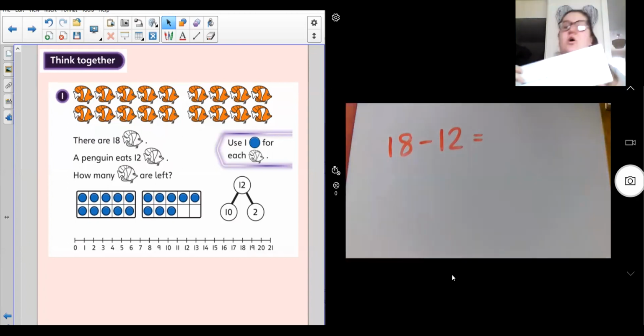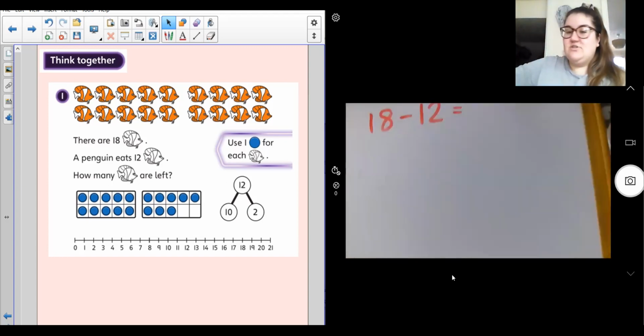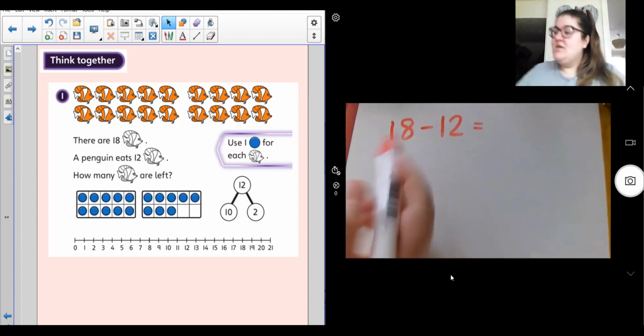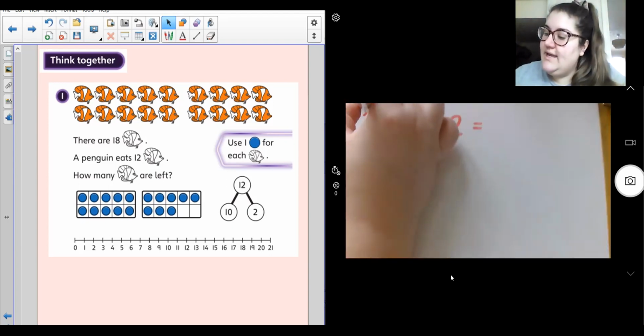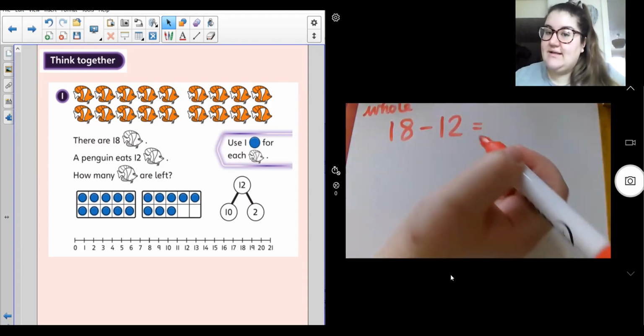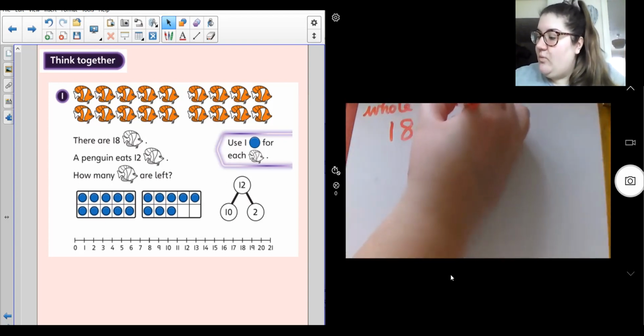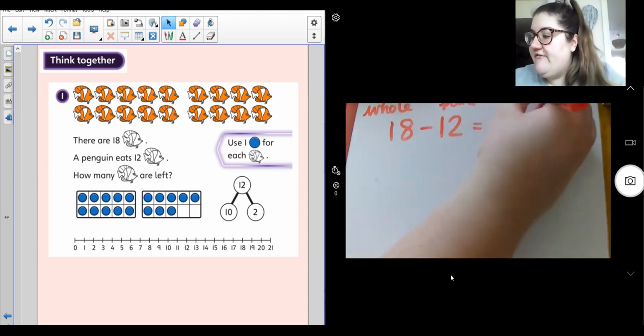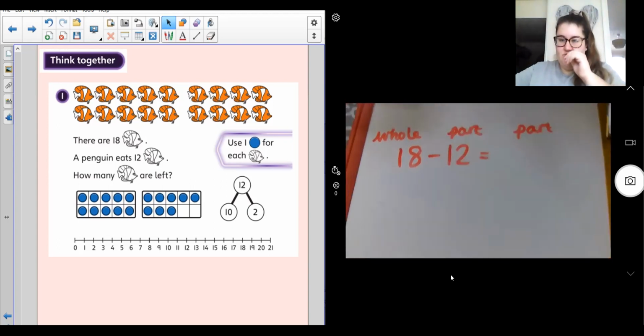Now, again, I'm not going to start at 18 and jump back 12 times, because that would take me quite a while. And sometimes if you're subtracting and counting back a big number, you can make mistakes. So I'm going to think about the most efficient way of doing things. And I'm going to do it the same way as I approached the last problem, okay? So I've got my whole here. Remember, when we subtract, we start with the whole. I'm taking away a part in order to find the other part.